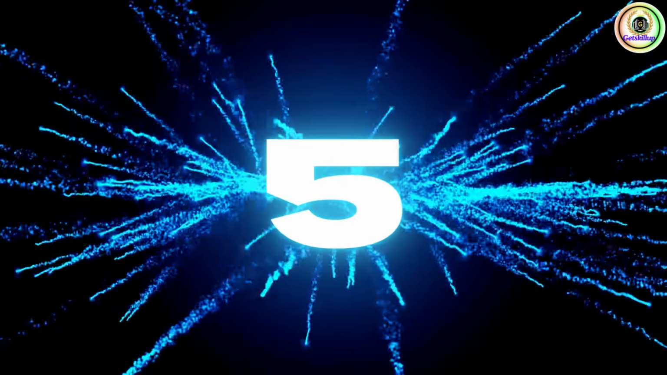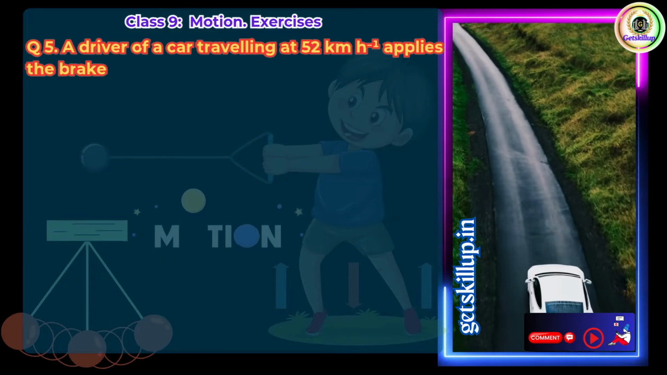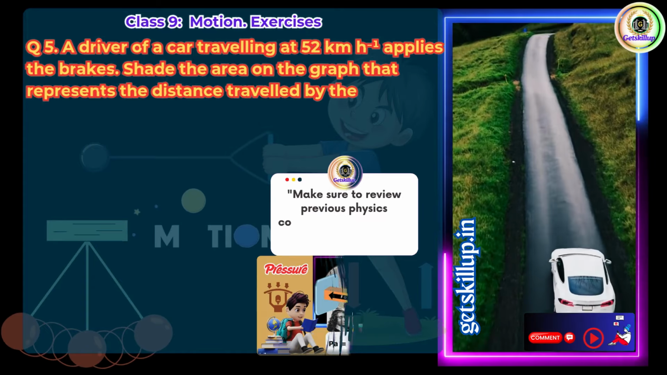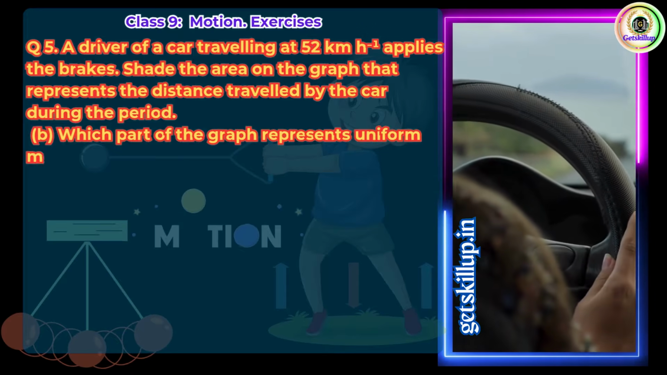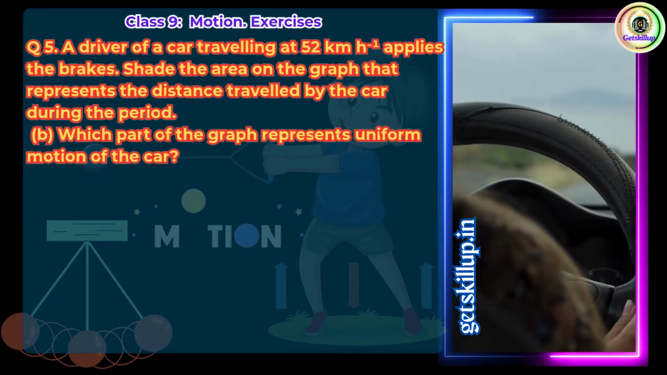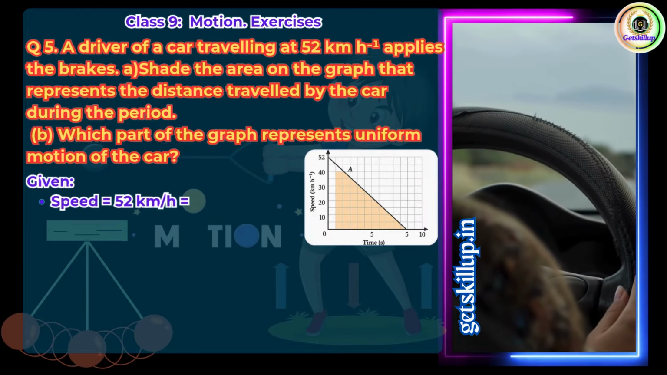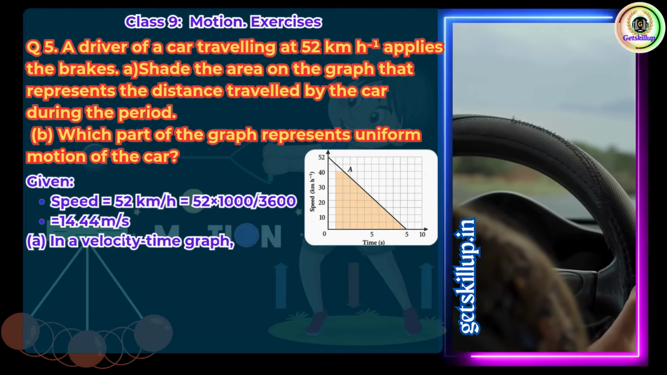Question 5. A driver of a car traveling at 52 km per hour applies the brakes. A. Shade the area on the graph that represents the distance traveled by the car during the period. B. Which part of the graph represents uniform motion of the car? Given speed equals 52 km per hour, which is 52 into 1000 divided by 3600, which is 14.44 meter per second.